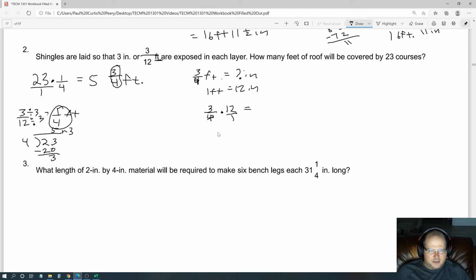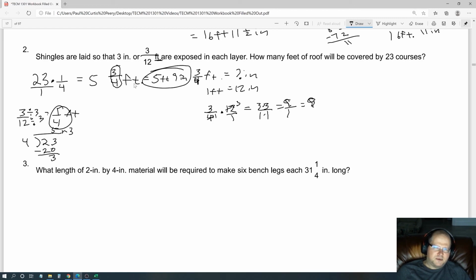Now, this is a beautiful one. I can divide both the 4 and the 12 by 4. 12 divided by 4 is a 3. 4 divided by 4 is a 1. So what you end up with is 3 times 3 over 1 times 1, which is 9 over 1, which is just 9. So we could rewrite this original as 5 feet, 9 inches, and that would be an answer. So it's either 5 and 3/4 feet, or it's 5 feet and 9 inches.